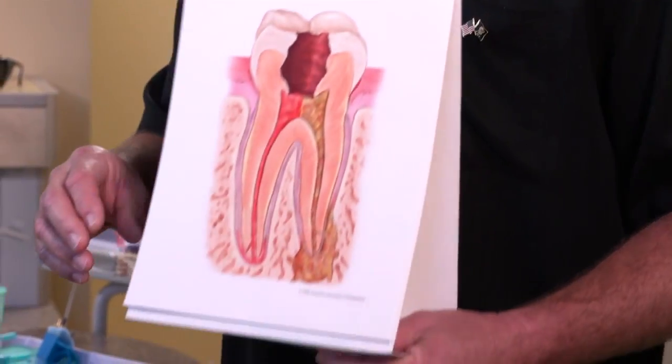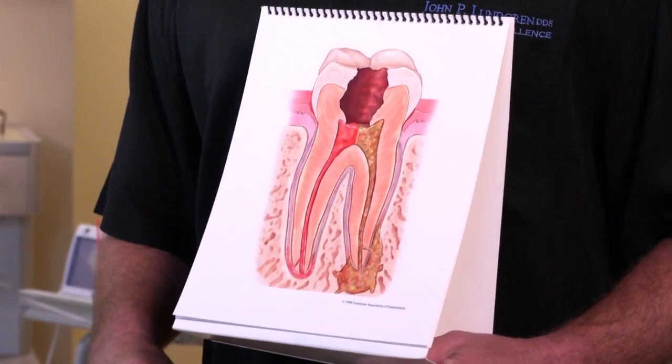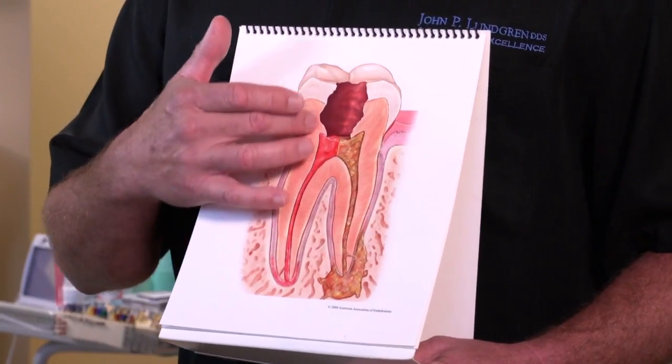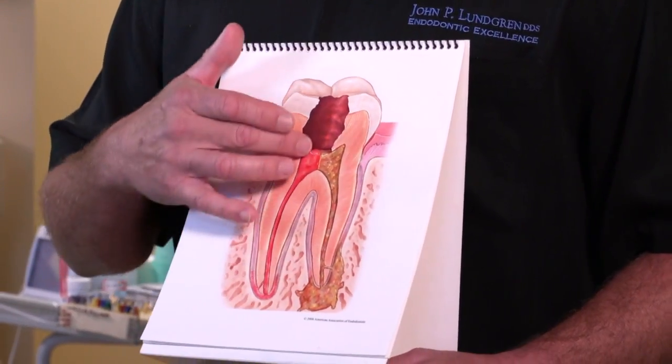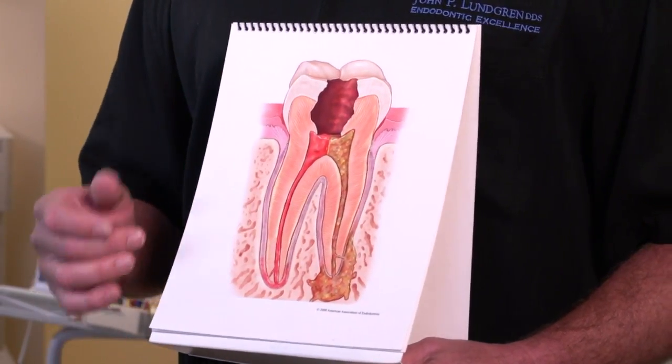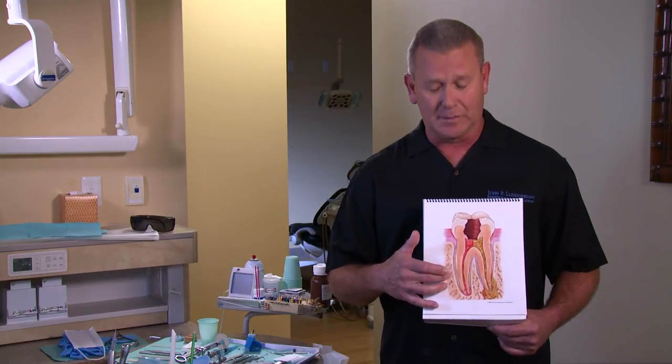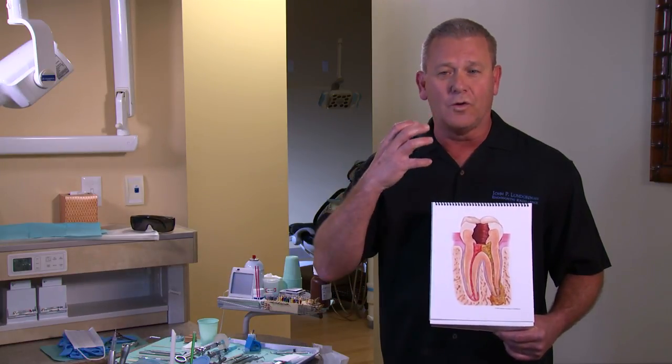So there are two main reasons why we do a root canal. Both reasons are caused by bacterial invasion of the tooth, and the side on the red side is called irreversible pulpitis or inflammation. Irreversible means it's not getting better. This is the hot tooth. This is the tooth that reacts to cold, hot, chewing, touch.